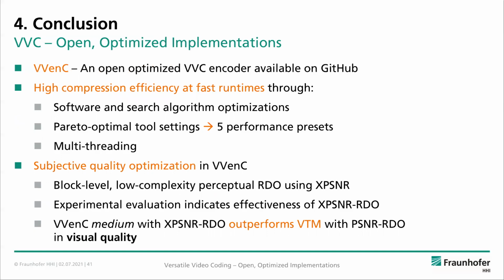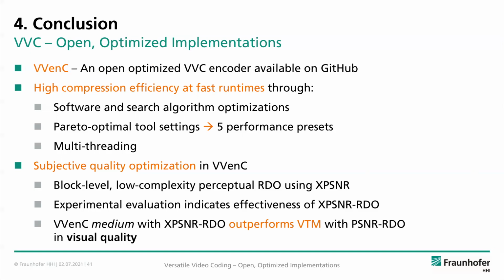To conclude our workshop on VVC open optimized implementation with the VVenC as one example of a freely available VVC encoder implementation, it provides high compression efficiency at very fast runtimes. This is achieved through software and search algorithm optimizations. This includes Pareto optimal tool settings, resulting in 5 performance presets, trading off coding efficiency and runtime, and an efficient, scalable multi-threading approach that also takes care of keeping up with the high compression efficiency.